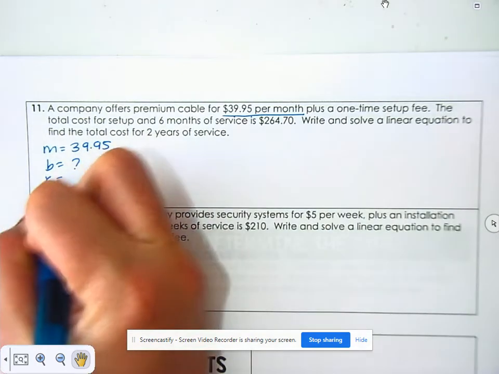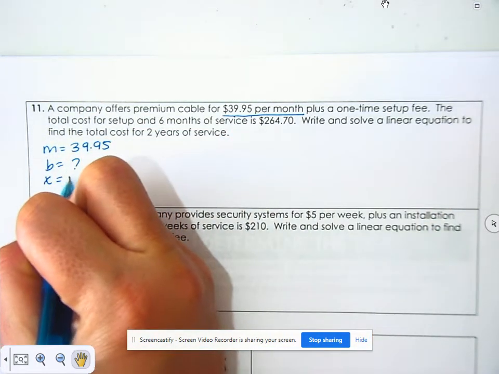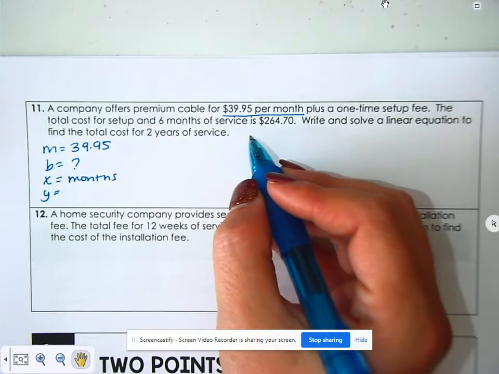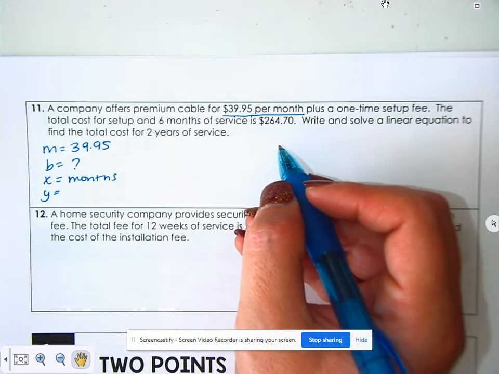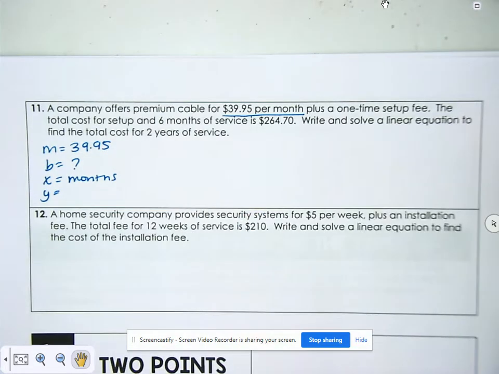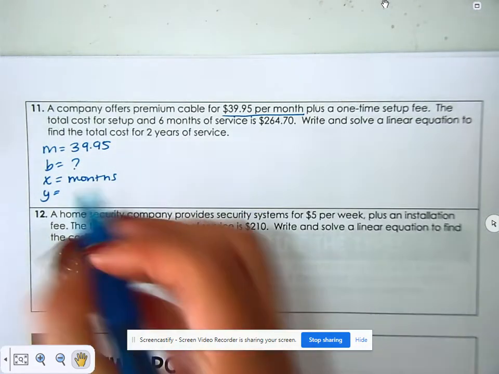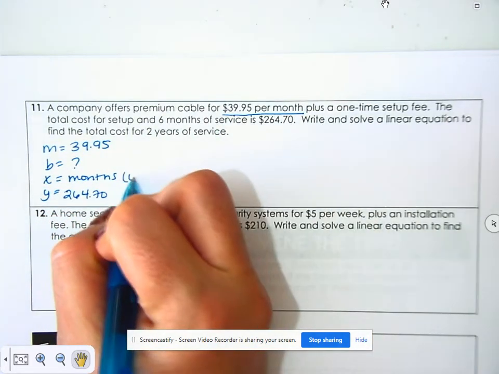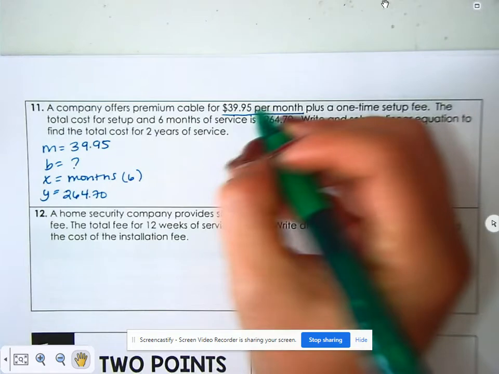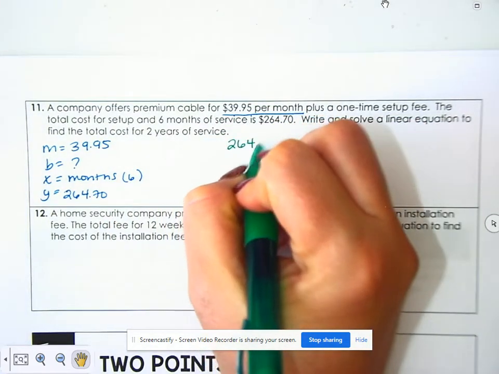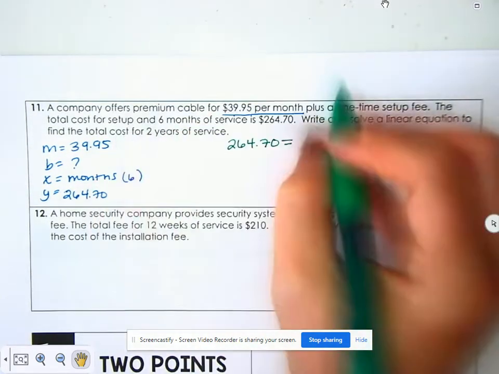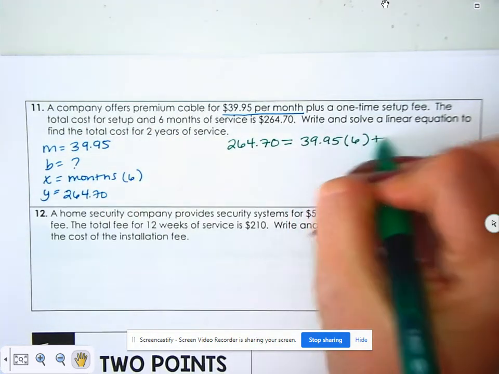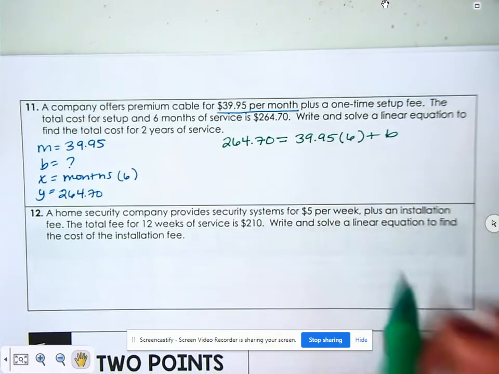So again, X is our months. Y would be the total cost, which in this situation is going to be the 264.70. And X in that situation is 6 months. So we're going to start with the 264.70 equals our slope, 39.95, times the 6 months plus our B. All right, work all of that out.